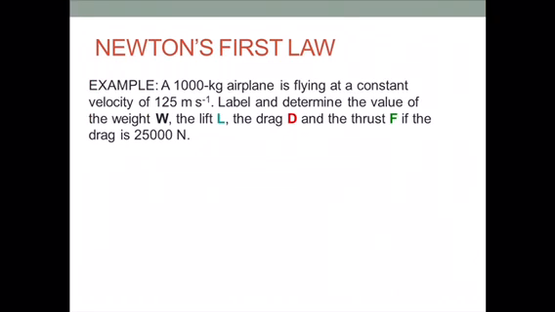So now let's look at this example. A 1,000-kilogram plane is flying at a constant velocity of 125 meters per second. Label and determine the values of the weight, the lift, the drag, and thrust if the drag is known to be 25,000 newtons. So first of all, we draw a free body diagram. We know the weight is downwards, lift is upwards, drag would be in the opposite direction of thrust, both of them being in the horizontal direction.